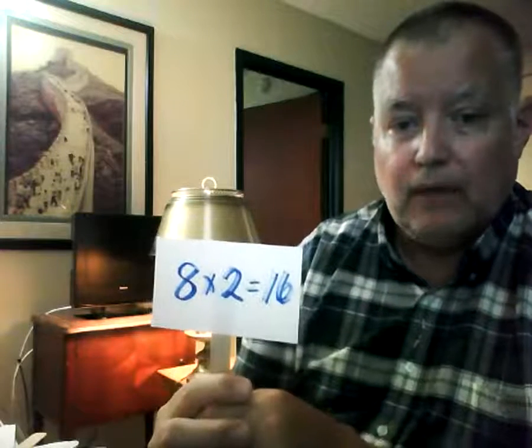Seven times ten is 70. Eight times two is 16.